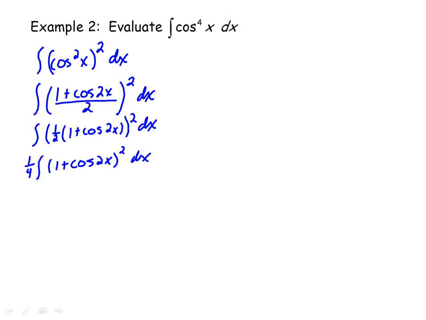Where do you want to go from here? Think about our techniques. We did algebra, trig, a little more algebra. What can we do with this 1 plus cosine 2x quantity squared? We can do some more algebra, can't we? So we're going to have 1/4 times the integral. Do you remember the pattern for this? A binomial squared is what? Square, double square, very good. So we're going to have 1 plus 2 cosine 2x plus cosine squared 2x dx.